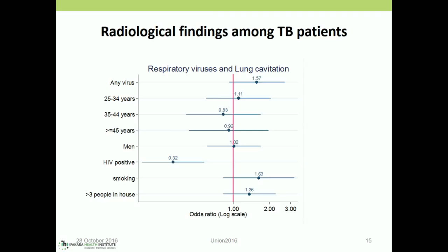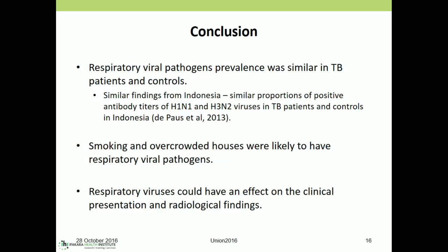And when we looked at the radiological findings of the TB patients, we also did the logistic regression. I'd like to point out that with any virus detected, it seems suggestive that the viruses have an impact in terms of lung inflammation. This is in line with what was published in mouse models, where mice with influenza virus had more lung inflammation.